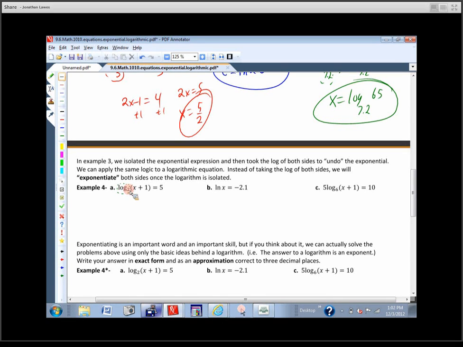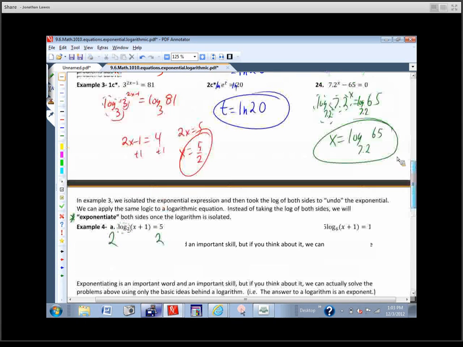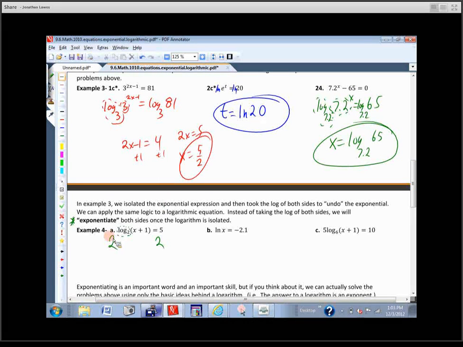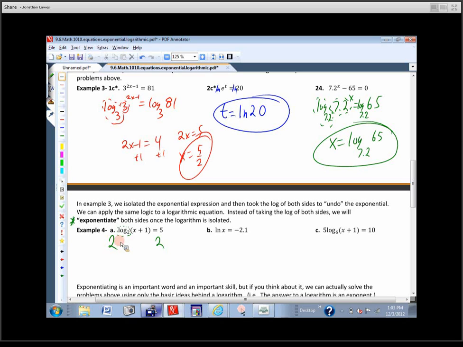Exponential base 2. So what we do on these problems, you may not have learned this word before, is called exponentiating. We're going to take both sides and put them in the exponent. That's why it's called exponentiating. We're going to exponentiate both sides. So if I do 2 to this side and 2 to this side, just like we saw on these problems right here, what does exponential base 2 do to log base 2? What's the best way to describe it?